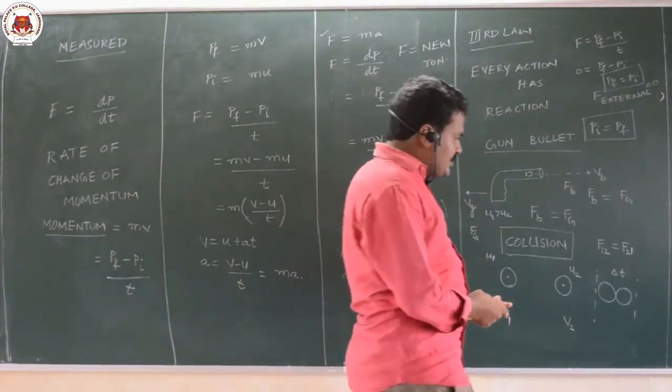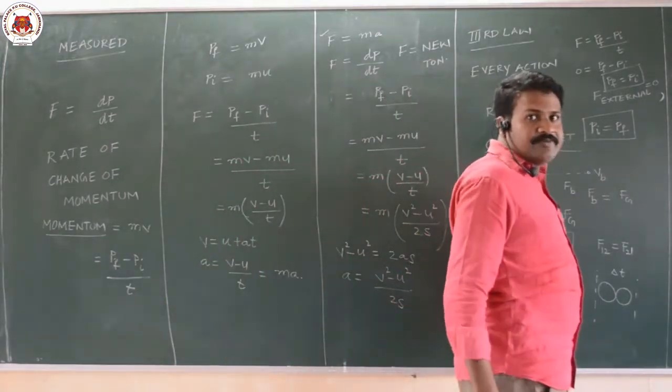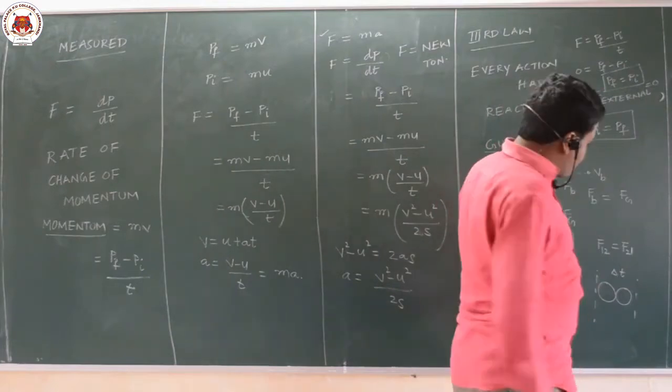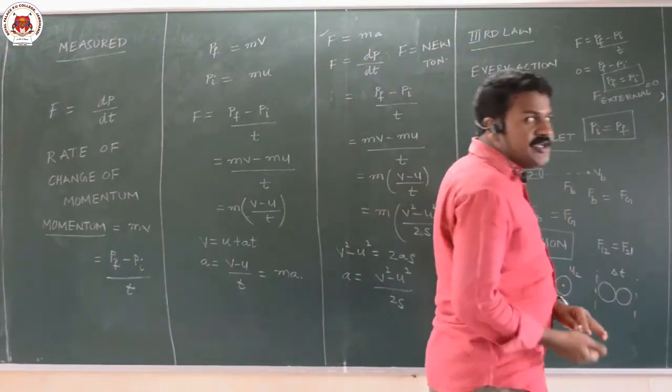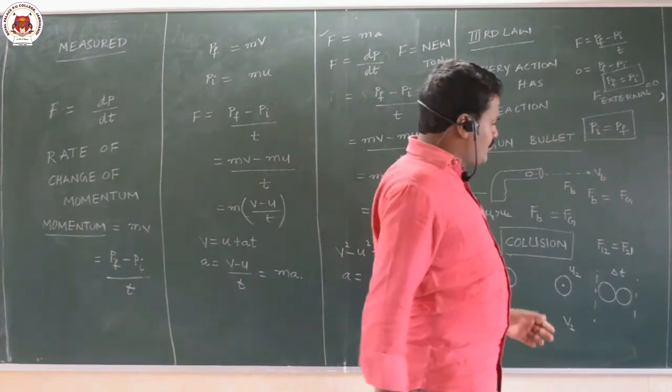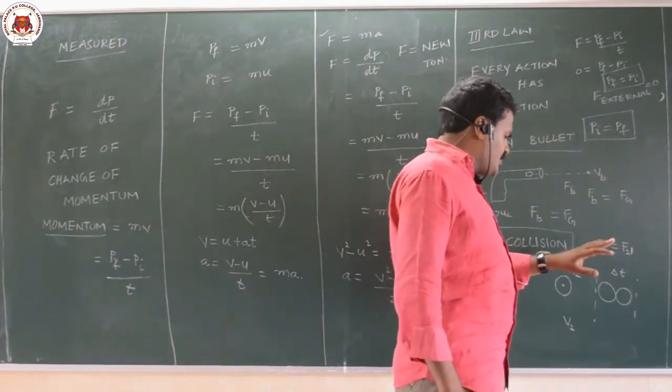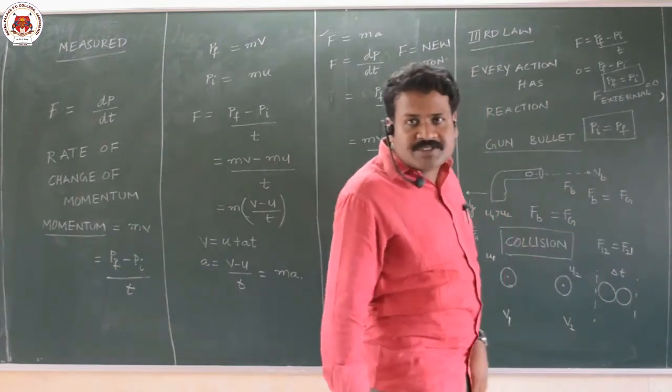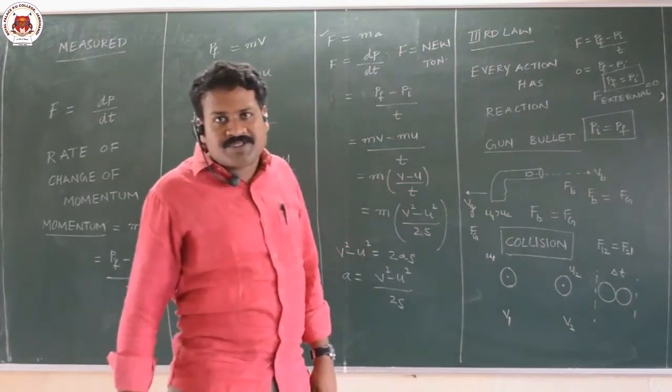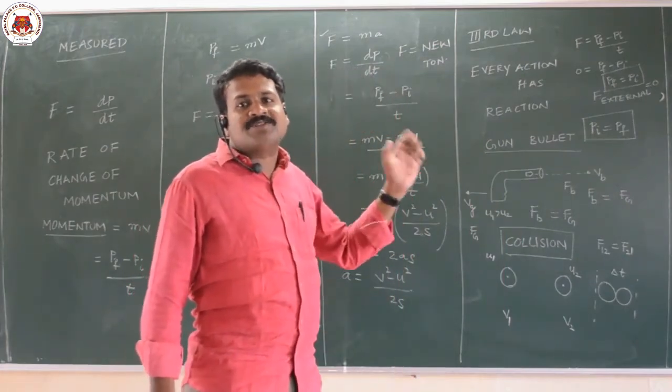See, the force exerted by the first body on the second body is acting on the second body. The force exerted by the second body on the first body is acting on the first body. So these forces are acting on different bodies. As they are acting on different bodies, they will never get cancelled.